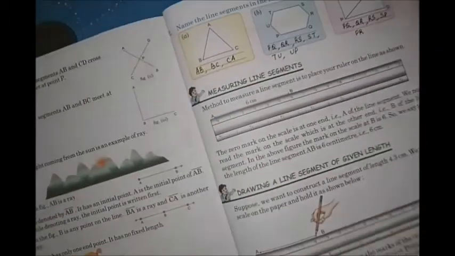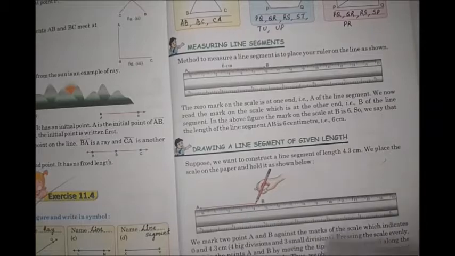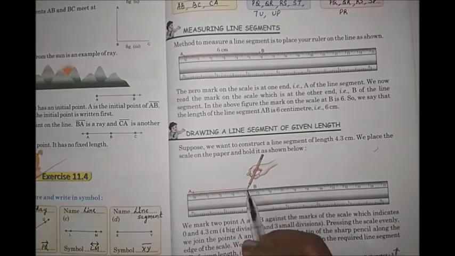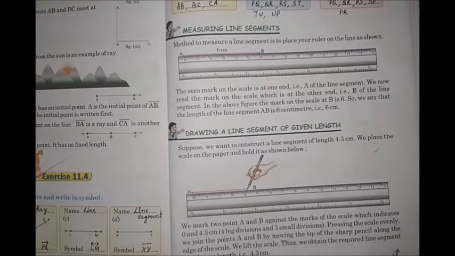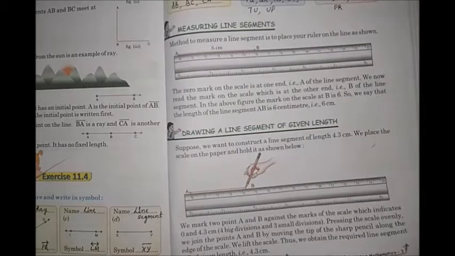Now, see your book. In the same way, draw a line segment of given length. First of all, you have to mark 2 points, starting point and ending point, as A and B, or CD, any name you can give. Then you put the scale, and the tip of the pencil should be very sharp. Now see the book.